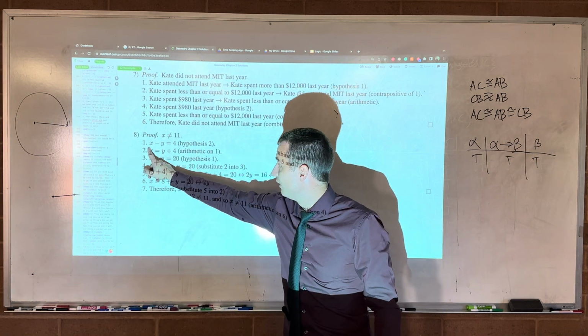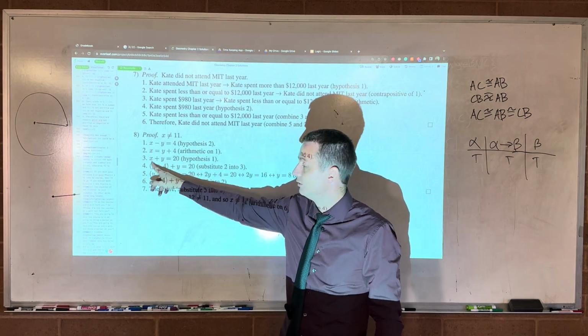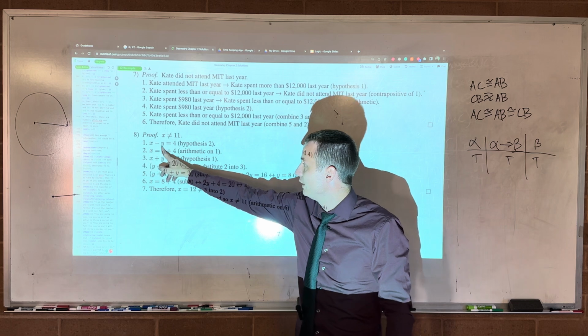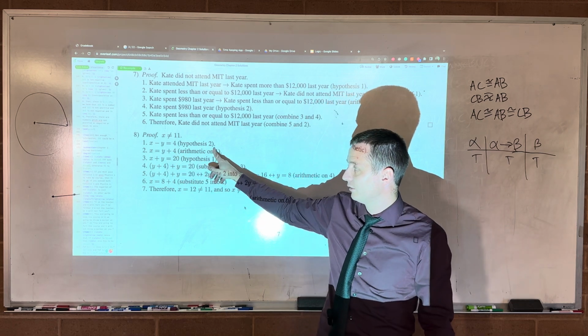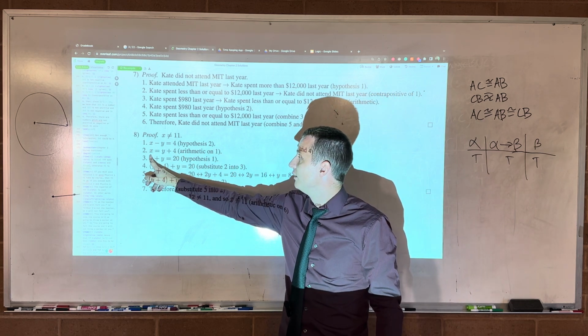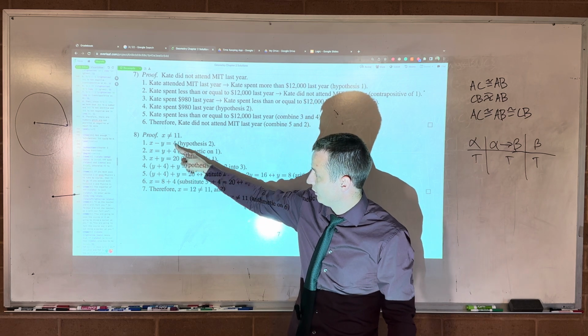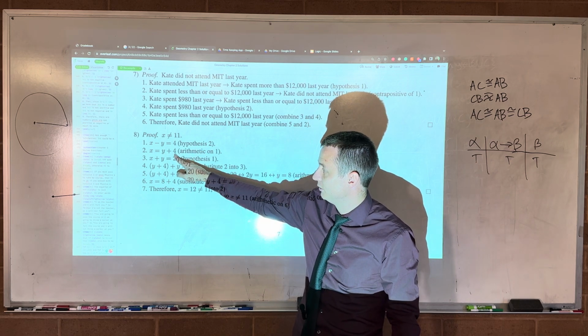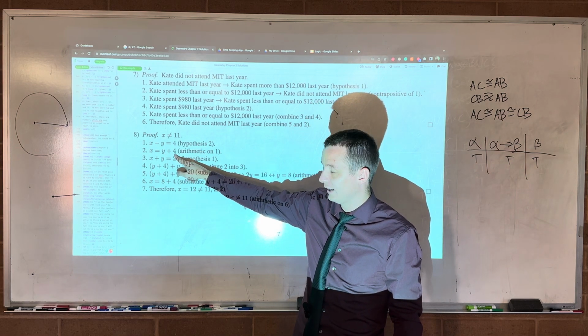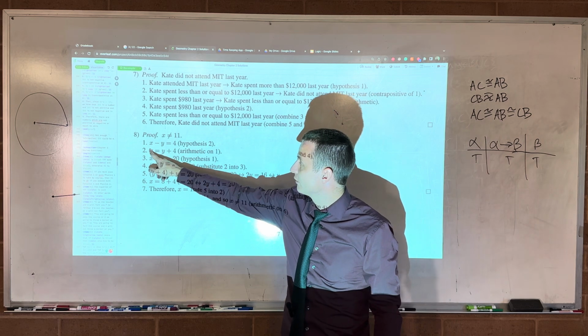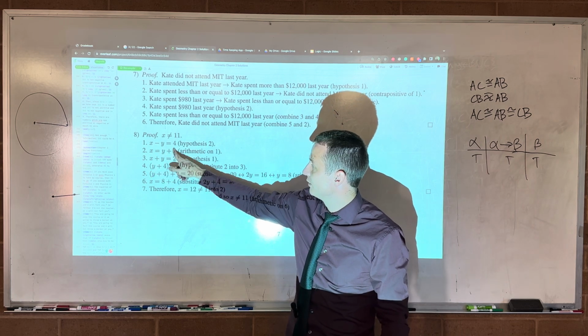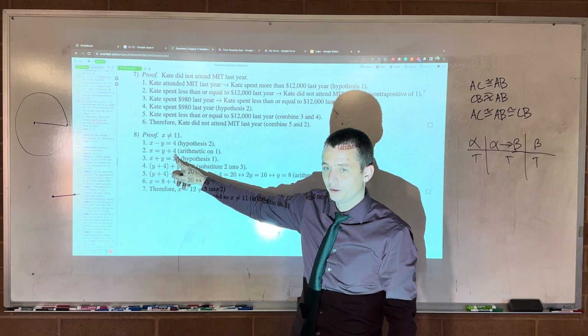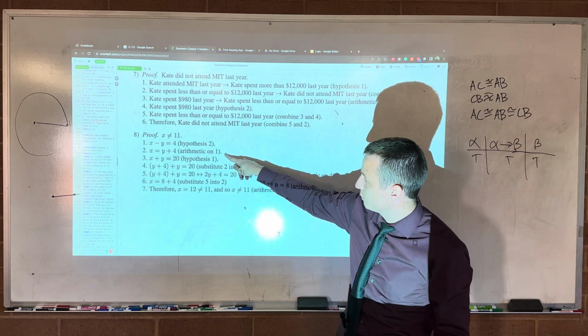So prove x is not 11. All right, x minus y is equal to 4. That's hypothesis 2. X is equal to y plus 4. What did I do? I added y to both sides. X minus y plus y gives me just x, and 4 plus y gives me y plus 4, same thing. So this is just arithmetic on line 1.